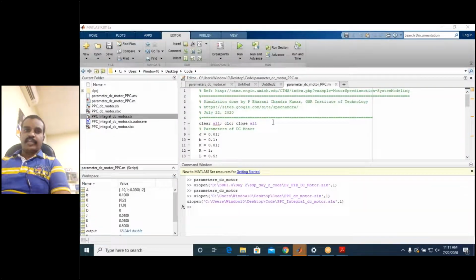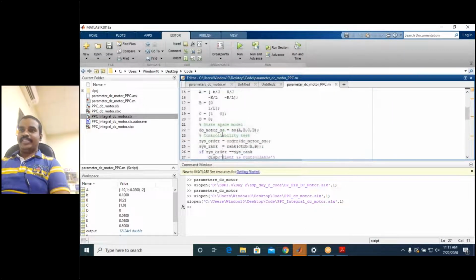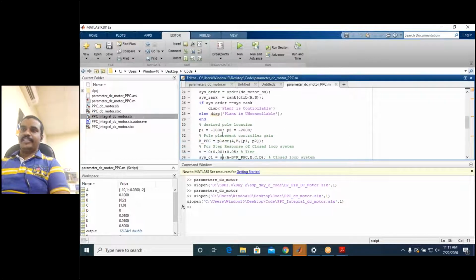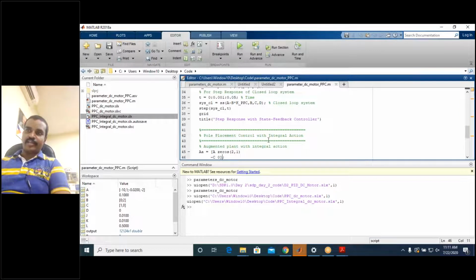Okay, now the code is also ready. I will share my screen now. Yeah, you can see the same code that I have shown here. I have written it here in the same file and saved it with parameters underscore DC motor underscore PPC pole placement controller. It is all the same ABCD matrices, controllability, and this is the desired pole locations. This is exactly the same thing, and this is for the pole placement controller with integral action. In the same M file, I'm writing both the codes.